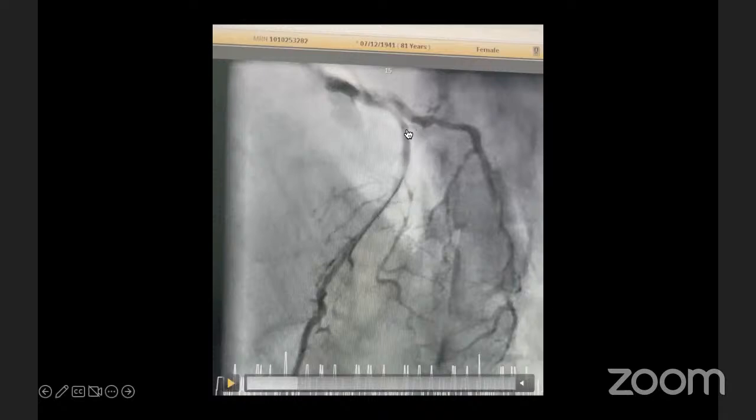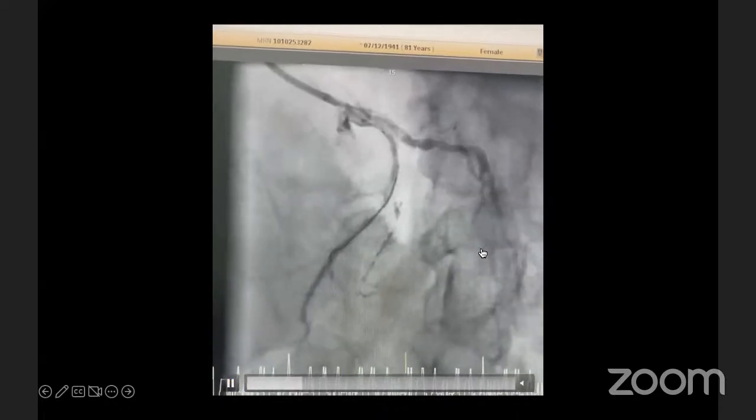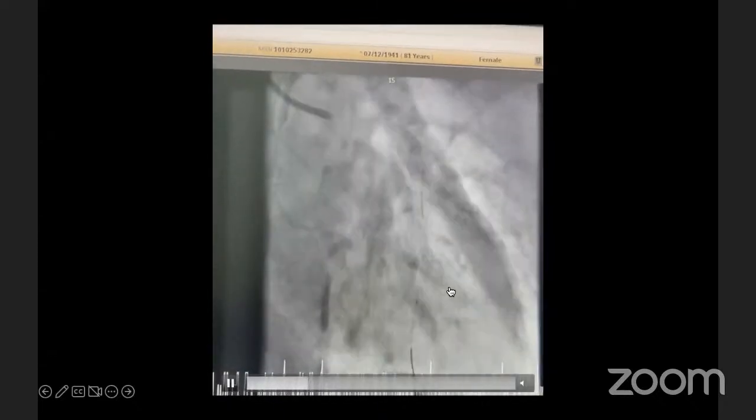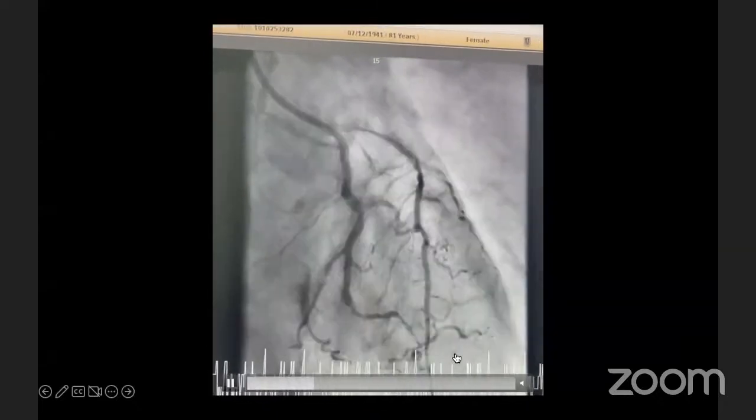The curves will confirm this is the atrioventricular grooves. Okay, the LAD, and you see sometimes the septal branches coming from the LAD. I'll run it for you to see, as well as the apex, if I can. And it's reaching the apex. So this is the LAD.